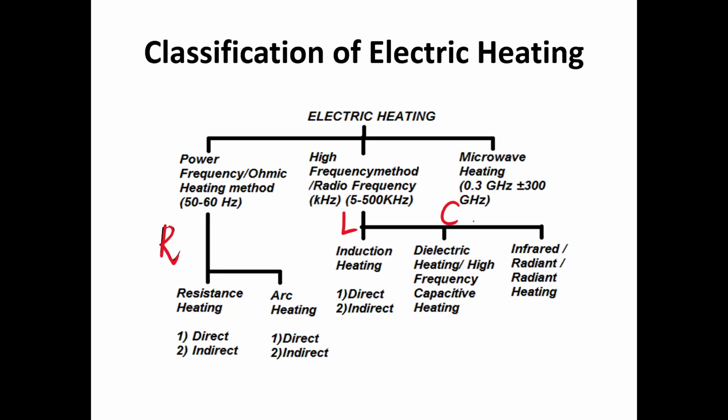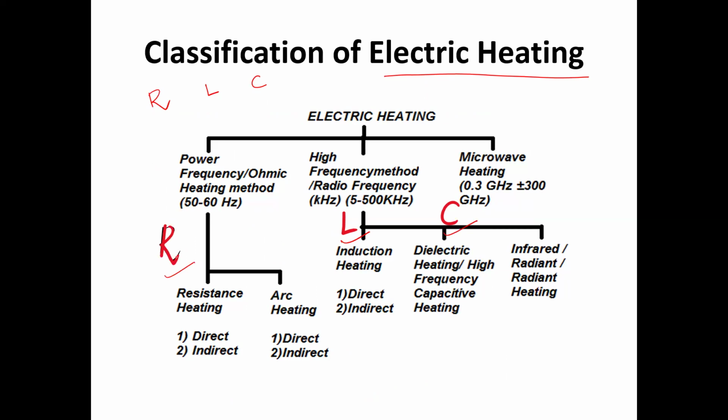Coming to the different electric heating methods, mainly they can categorize them into three parts. The first and foremost part here, try to remember, is passive elements. We can have resistance, inductance, capacitance. Don't forget: resistance, inductance, and capacitance.